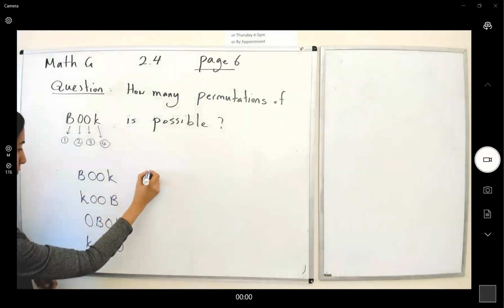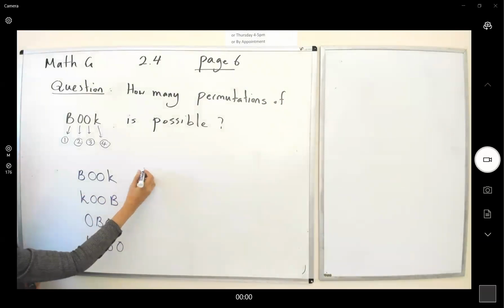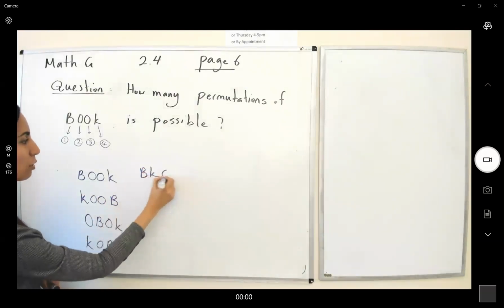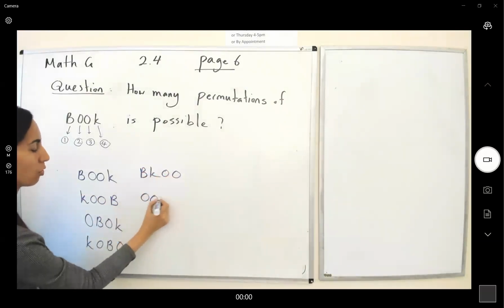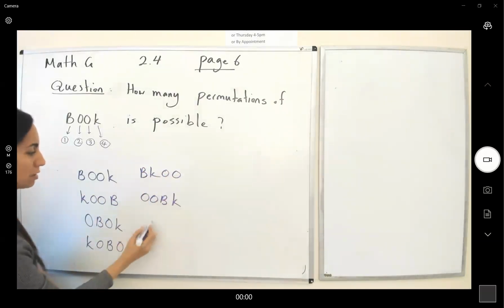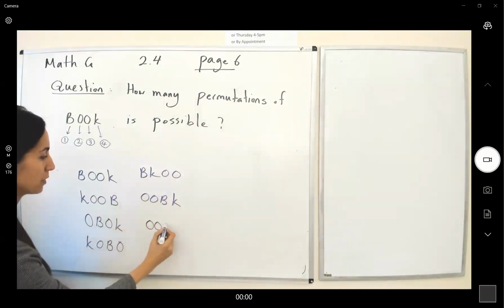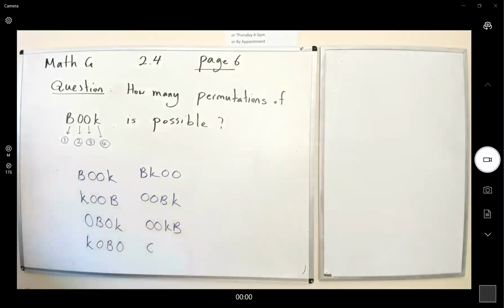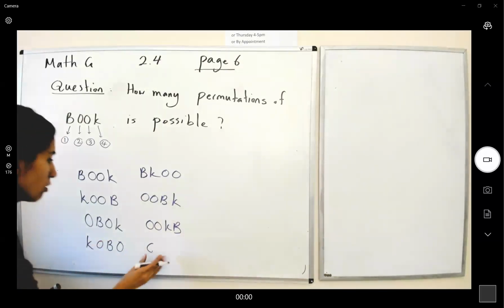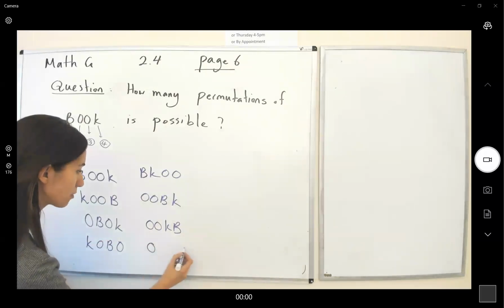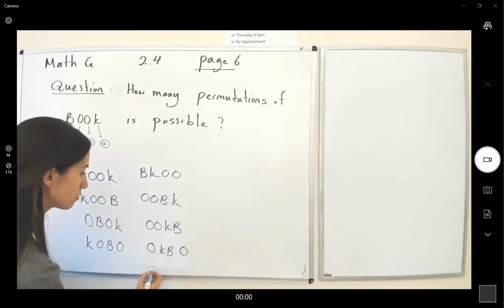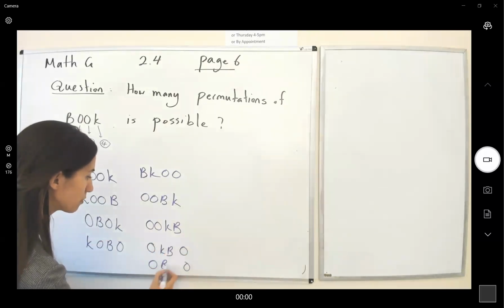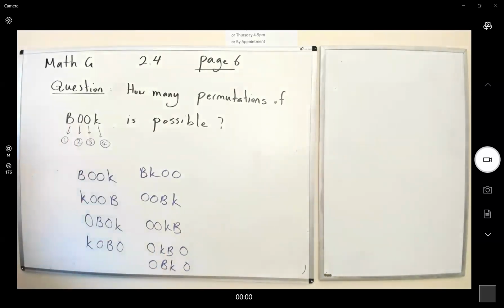Then I have, let's see, BKOO, OOBK. Then I have OOKB. Or what else? Do we have any O? If I write O, I can write BK, KB in the middle as well. Oh yeah, of course. OKBO, OBKO.